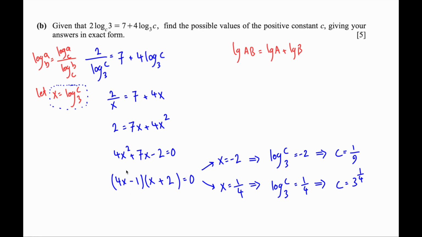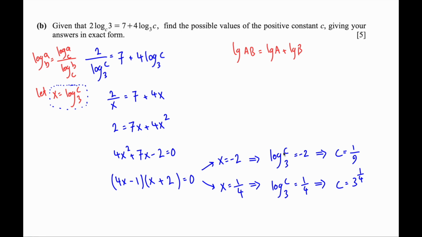This is moderately an easy one. I can simply factorize it. I get 4x minus 1 times x plus 2. You can use the box method or any other method that you like. Basically it gives you x to be negative 2 and x to be 1 over 4. However, we're not done yet because x was my variable introduced into the equation. So I'm going to change it back to logarithm of c to the base 3.